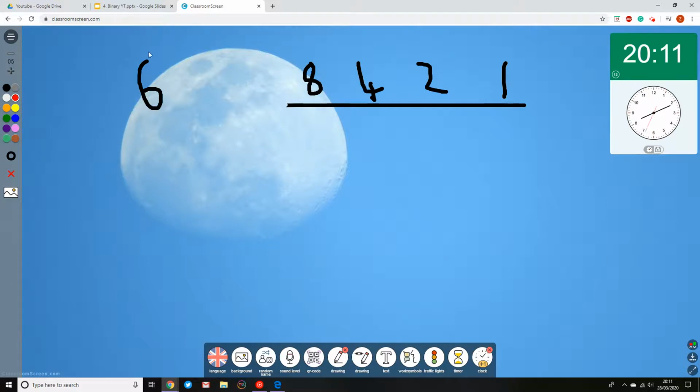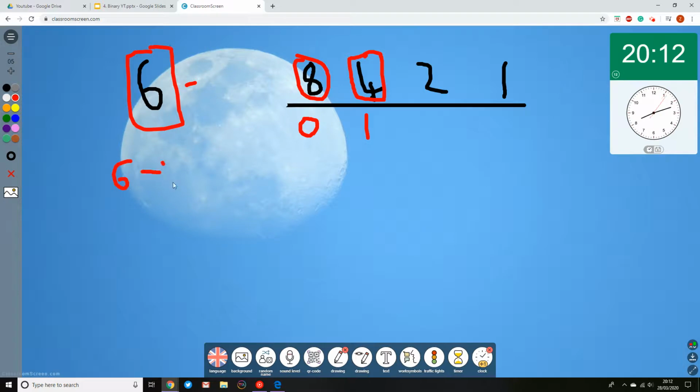So our number is 6. We need to put the number 6 into binary. Again, ask ourselves, how many 8s fit into 6? None. Perfect. So we put a 0 here, because 8 does not fit into 6. How many 4s fit into 6? 1. Perfect. So now we have to take away 4 from 6. 6 take away 4 is 2. Then we ask again, how many 2s fit into 2? 1. Perfect.